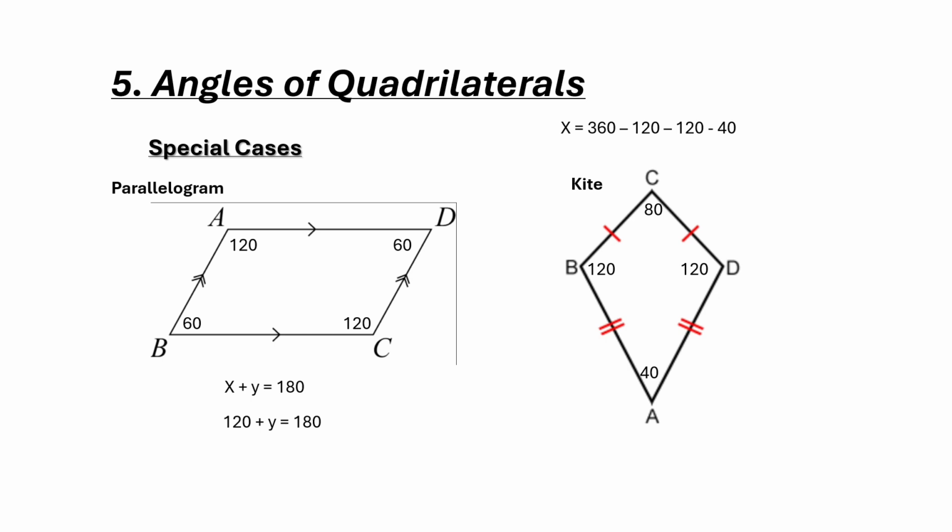Now, keep this in mind. The parallelogram and kite are special cases. Try to remember them. Now, we're done with most of what we want to cover. This is 18 minutes of explaining. The next part, angles of polygons.